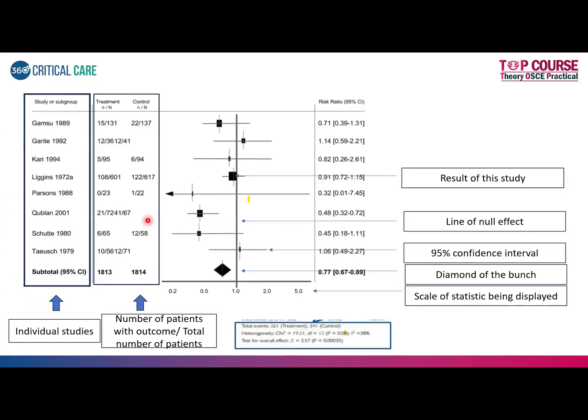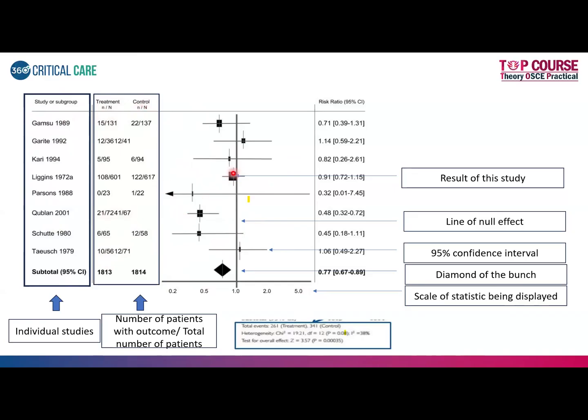So this is one of the examples of the forest plot. Even if you don't write all these things, make sure at least to draw this. We have the line of no effect, where one side is probably favoring the intervention and the other is not favoring it. So there are two groups, and on the first side we have the individual studies, the number of patients in the treatment and control groups, depicting the number of patients with the outcome divided by the total number of patients in the treatment and the control group.